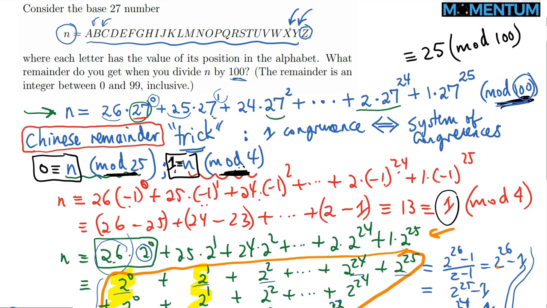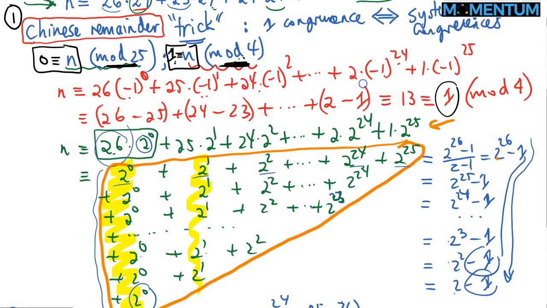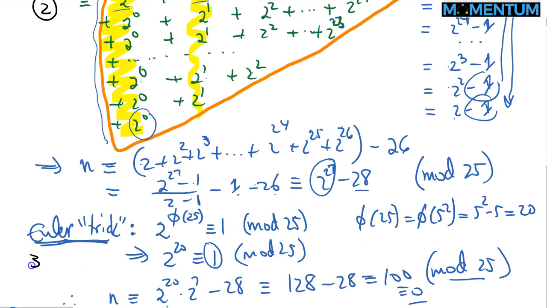So what did I like about this problem? A couple of things. The way we used different techniques, 3 techniques altogether. 1, Chinese remainder theorem. 2, that's the double summation trick. And 3, Euler's trick. 3 tricks. And we're done.